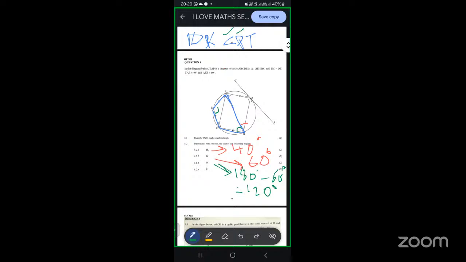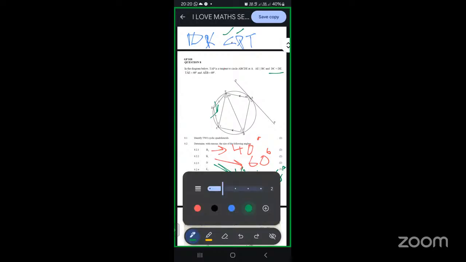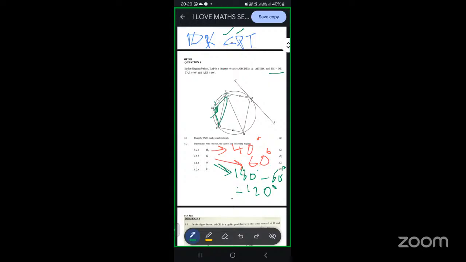So the last one, 8.2.4, we are required to calculate the size of angle E1. So where is E1? Okay, so we now have angle D here. And when I was starting with this question, when we were given this information that DC is equal to DE, we said we can see that this is an isosceles triangle. Therefore, we can conclude that this angle is equal to that angle, reason being angles opposite equal sides. So we can just let that angle be X. Therefore, this will also be X, reason being angles opposite equal sides.